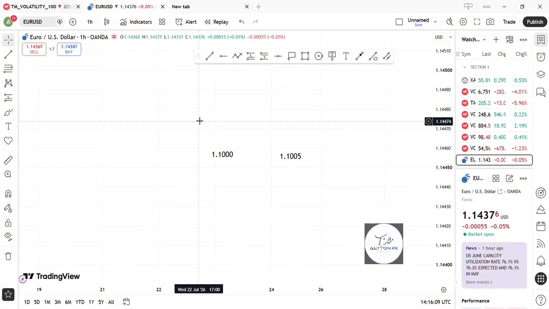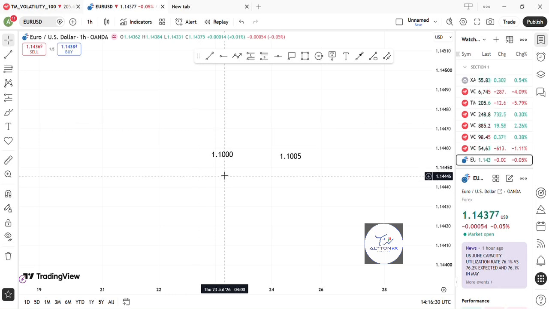First to start with, what is a pip? A pip is the movement of price from one point to another. A pip is the smallest unit of price movement. Your profit depends on how many pips the market moves in your favor or against your favor.